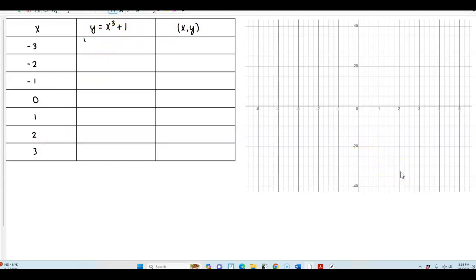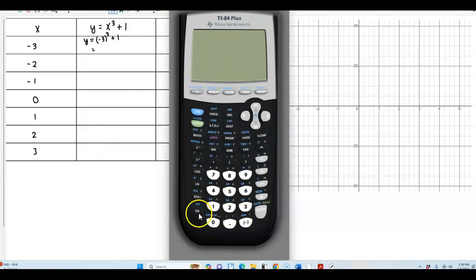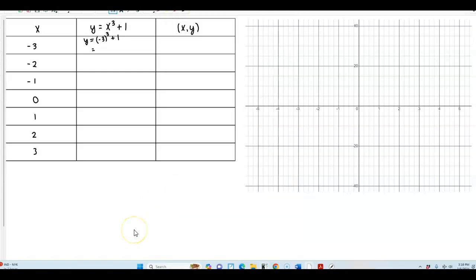So here we're going to plug in -3. So we have y equal to -3 to the third power plus 1. Keep in mind that when you multiply -3 3 times, if you look at the calculator, this is -3 times -3 times -3. We should get a negative because there's 3 negatives, and 3 times 3 times 3 is 27. So we get -27, plus 1, which is going to give us -26. So we have -3, -26.